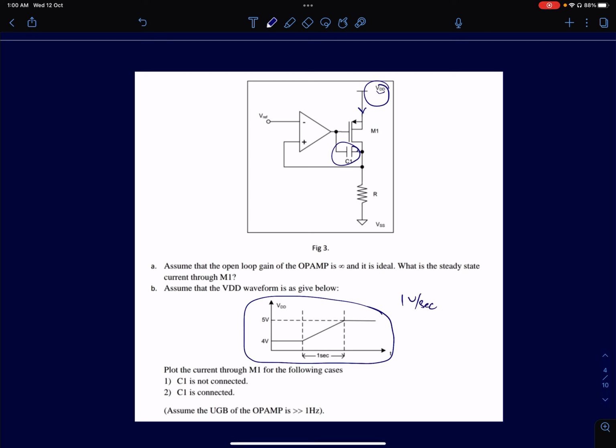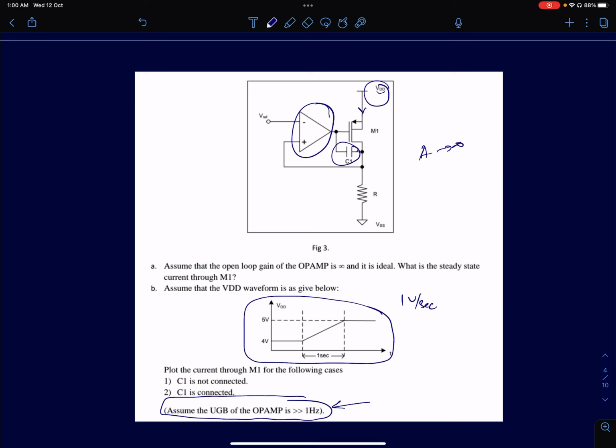And it's also given the UGB of the Opamp, the operational amplifier, which is an ideal Opamp. The gain is infinity. Since the gain is infinity, even if you assume a finite bandwidth, the closed loop bandwidth is going to be infinity. So they have given that the bandwidth is much greater than 1 hertz. So what does that mean?